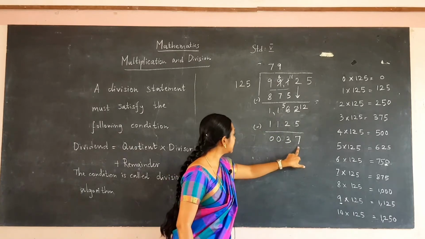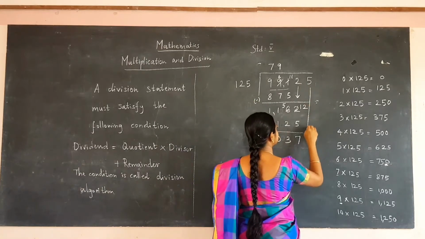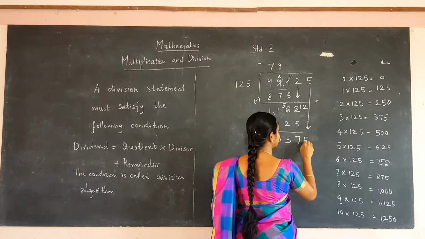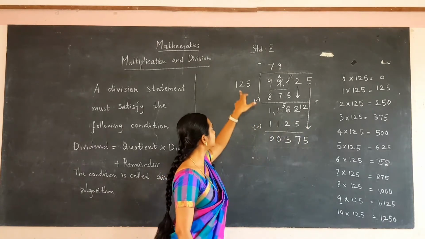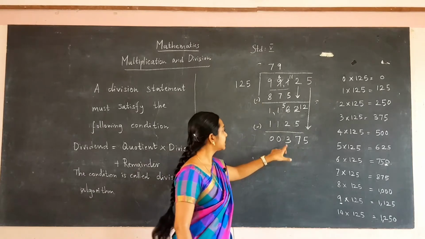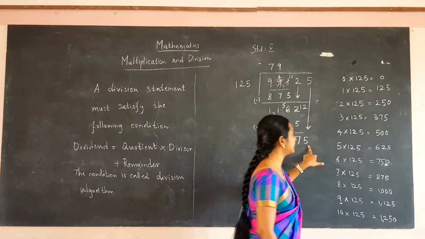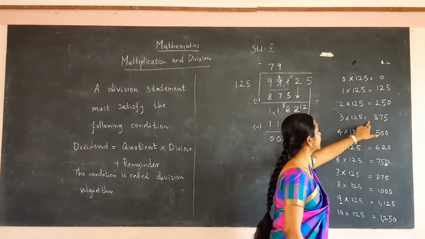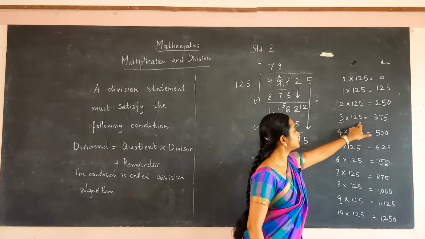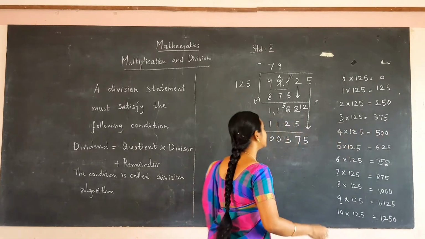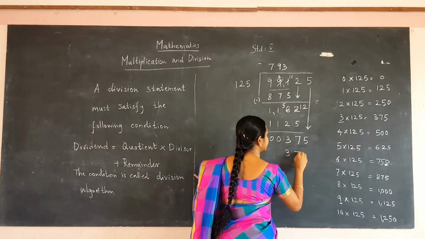37 is less than 125. So we are going to bring another number. See here, 375 is greater than 125. So we can divide it. Now choose a number nearer to 375. See here, we have 375 here. 3 into 125 equal to 375. So put 3 in the quotient and write 375 here.